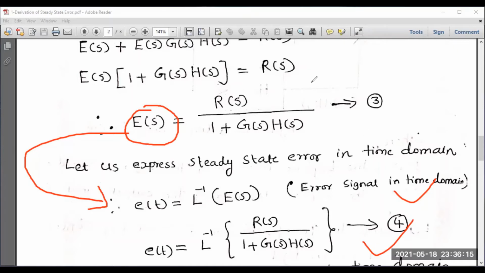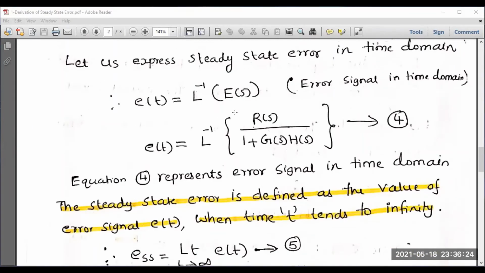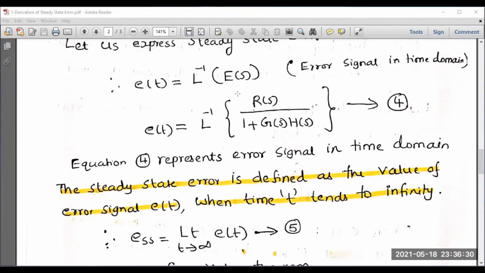Hope till this point you are comfortable. If you are having any problem related to solving, please put it up in the comment box. I'm going to re-explain once again. Now what you can do is define the steady state error. I already explained the definition of steady state error in the last session. The steady state error is defined as the value of error signal E of t when the time t tends to infinity. Now you are able to write the steady state error.